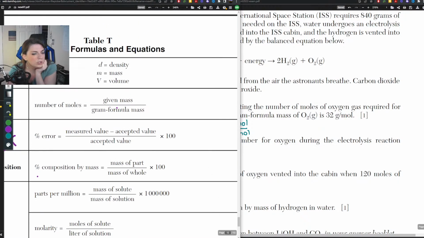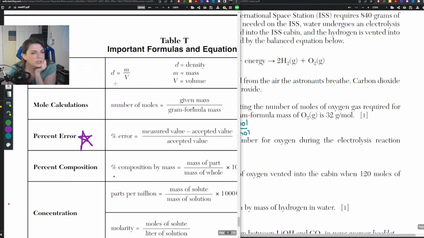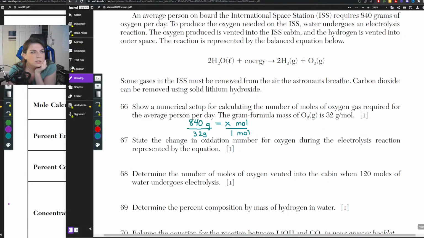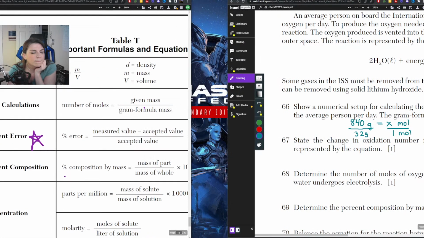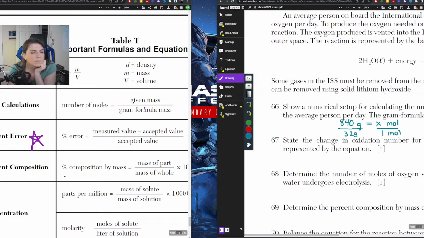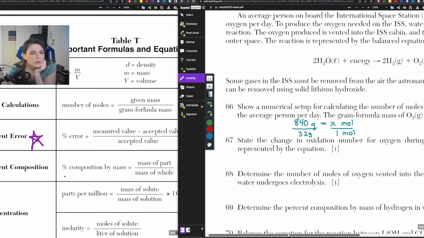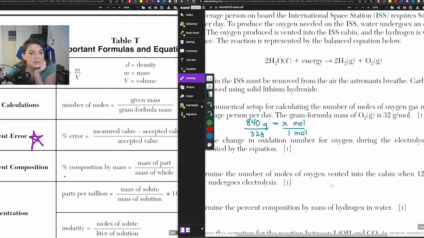You also could use this setup here where it says mole calculations. Let's just slide this over. So the number of moles is equal to the given mass divided by the formula mass. So you could just put X moles equal to the given mass of 840 divided by the 32. That's also equivalent. Anything that's mathematically equivalent to either of those two setups would work as well.